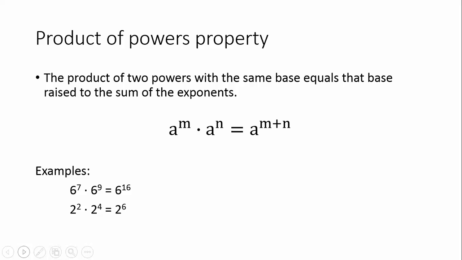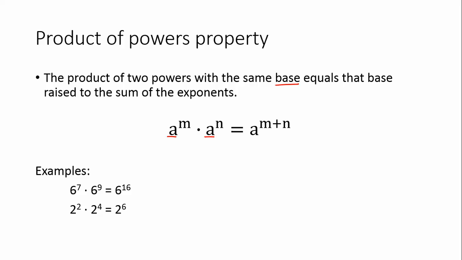The first property is called the product of powers property, and this states that if you have a product of two powers with the same base, then it will be equal to that base raised to the sum of the exponents. So we have a to the m times a to the n. Remember, the base is the a, so the bases are the same. Then we're simply going to add the exponents together and keep the base the same.